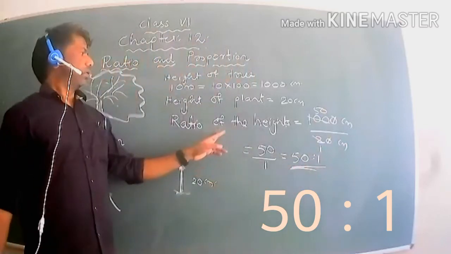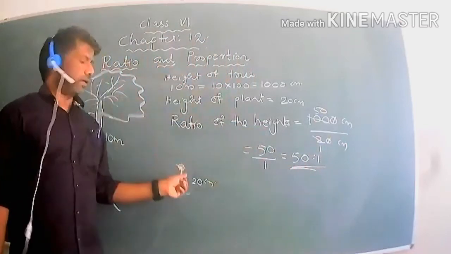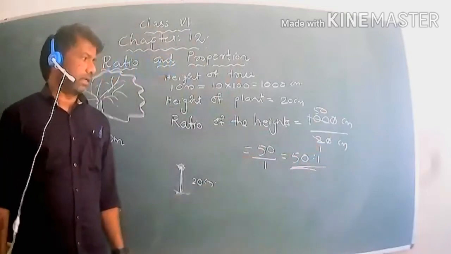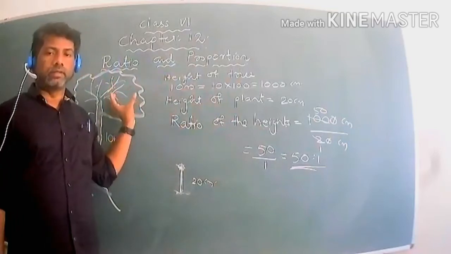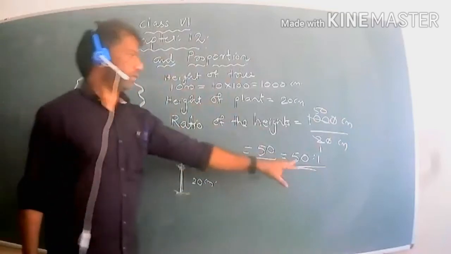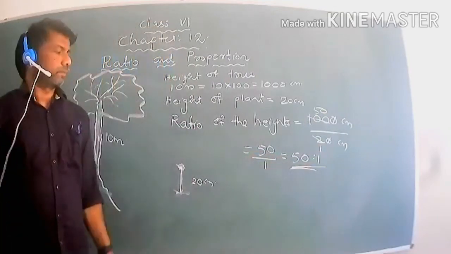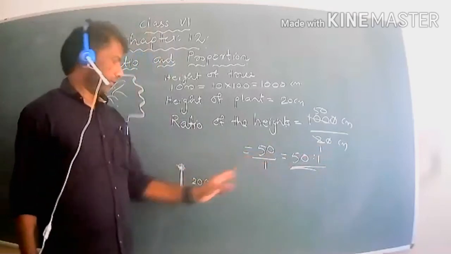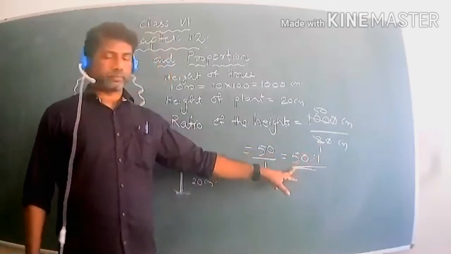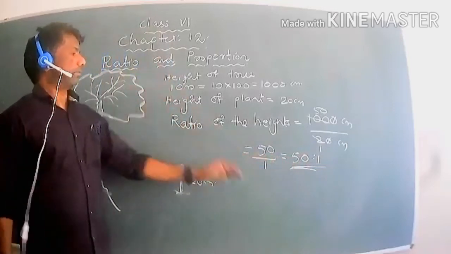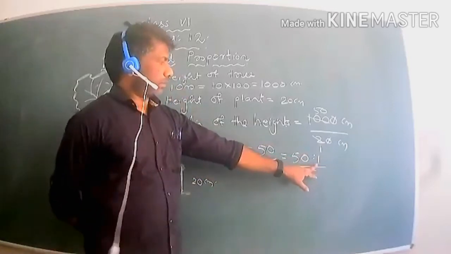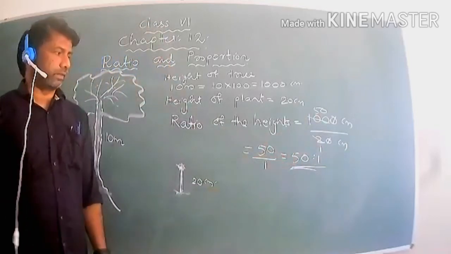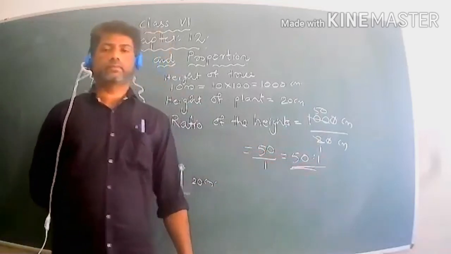So the ratio of the heights of the tree and the plant is 50 is to 1. The meaning is that the height of the tree is 50 times the height of the plant. 50 multiplied by 1. If the height of the plant is 1 centimeter, the height of the tree will be 50 centimeter. If the height of the plant is 2 centimeter, 2 into 50, it will be 100 centimeter. That is 1 meter. Like that. So this is the ratio.